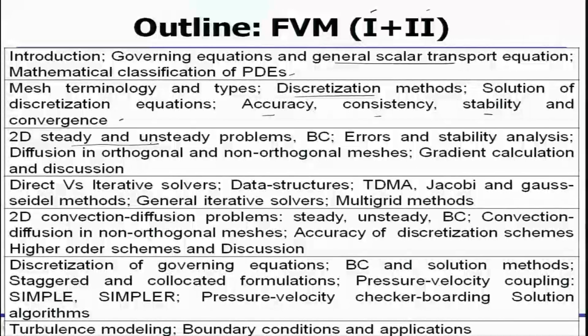So first we will look at the diffusion problem, and we will talk about all other things associated with the diffusion problems, like errors, stability, orthogonal, non-orthogonal system, gradient calculations. So once one understands the diffusion system, after discretization of the diffusion system, it will lead to a linear system. So one has to understand the linear solver. So in this portion of the topic, we will talk about all the linear solvers.